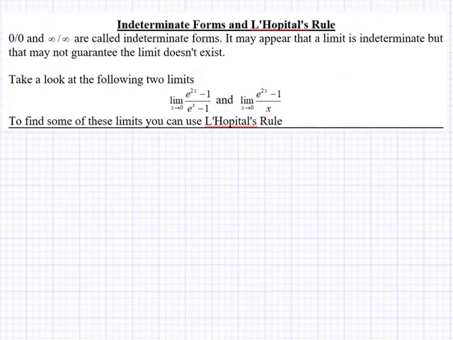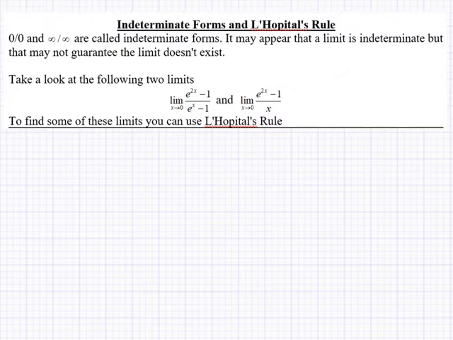So here we need to talk about a method of taking the limit called L'Hopital's rule. Now, L'Hopital's rule only applies to something called an indeterminate form. Now, you've got to understand there's a difference between indeterminate and undefined.